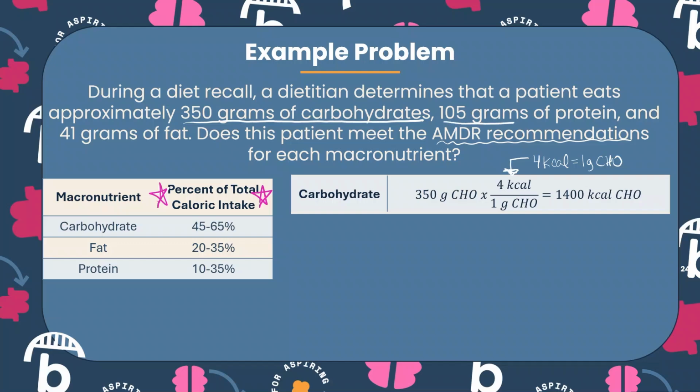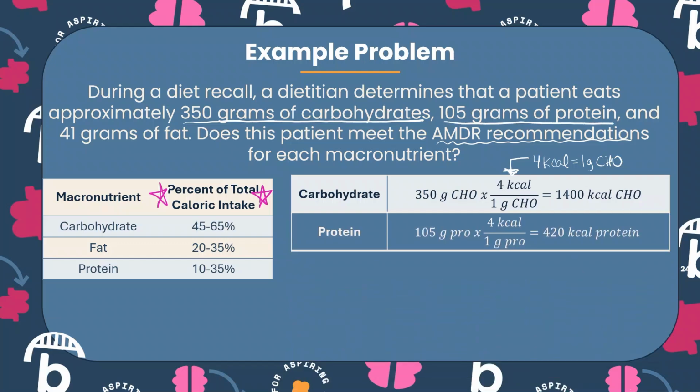They're also taking in 105 grams of protein. And so we'll convert our 105 grams of protein into calories using the same equivalent statement. It's handy that protein and carbohydrates have the same equivalent statement. So if they're taking in 105 grams of protein, that's 420 calories of protein.